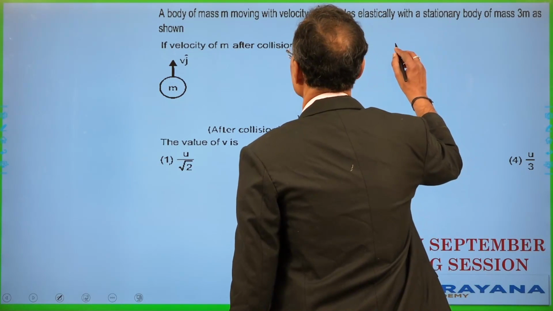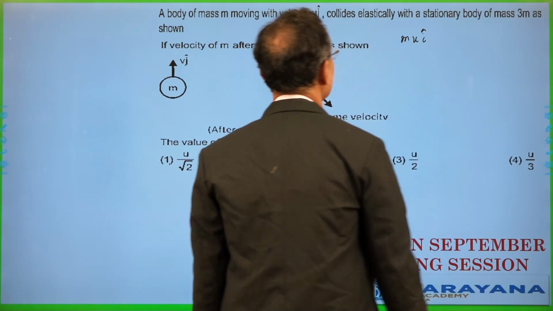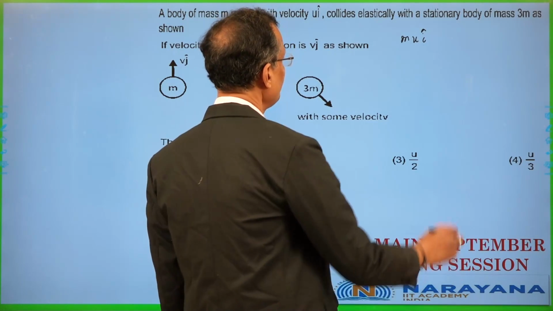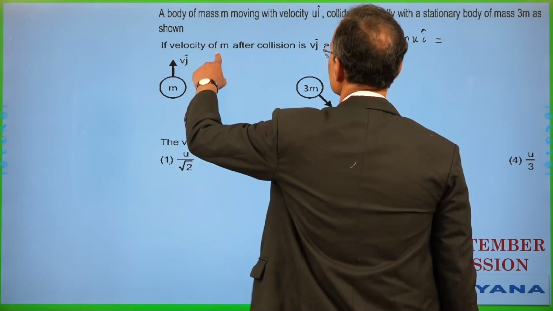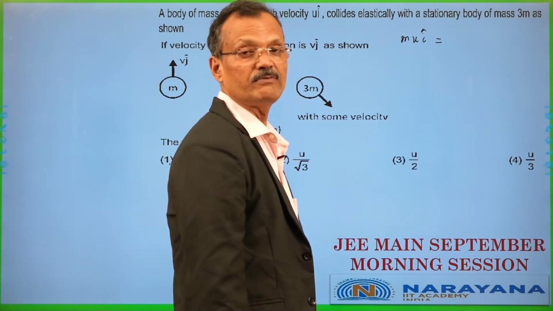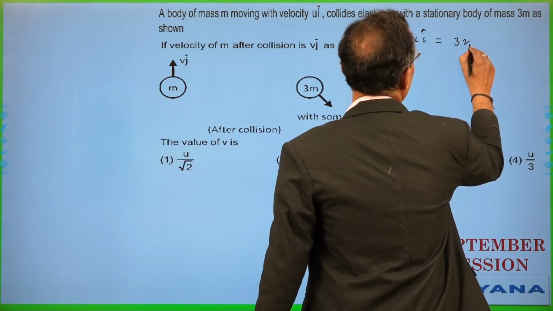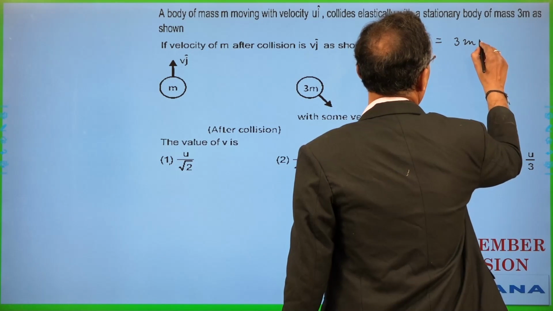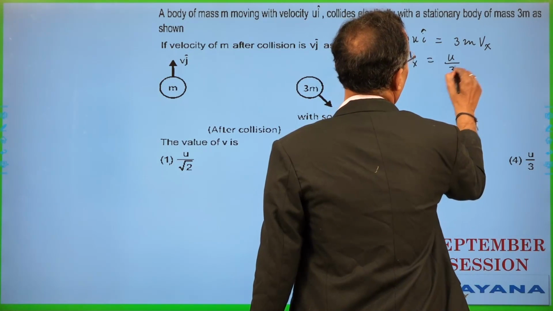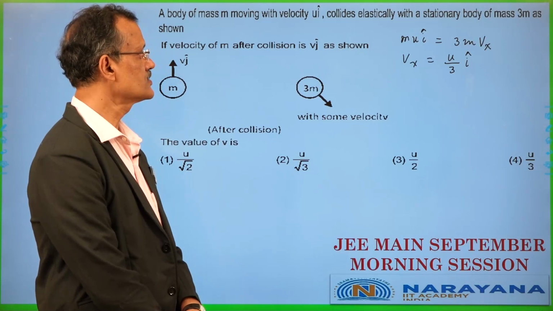So, the initial linear momentum I have is mu i. This one is at rest. I am taking along the x direction, so this will be equal to, this one is moving after collision along the y direction, so it does not have any component along the x direction. So it will have only 3m, and I am taking Vx. So my Vx will be u by 3 i. Clear to you? Understood now?